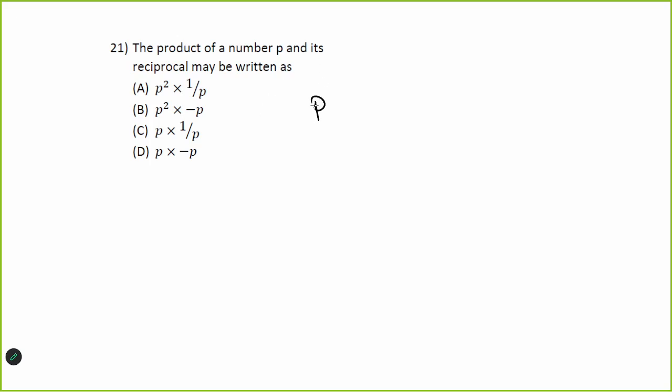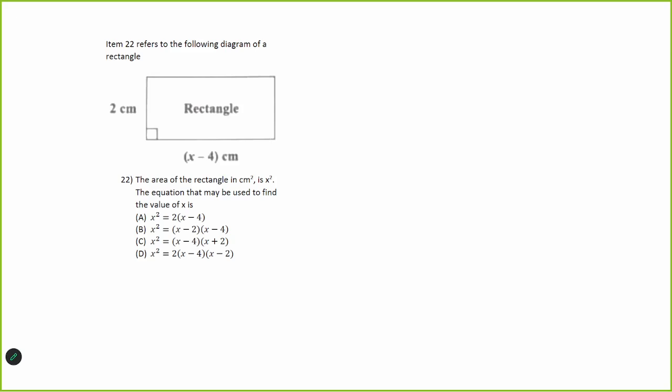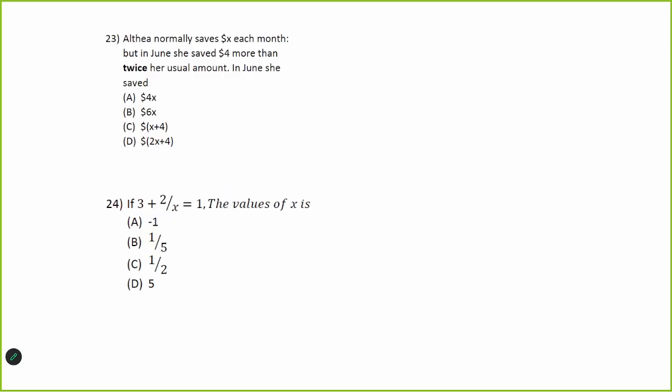The product of a number P and its reciprocal is P multiplied by 1 over P, which would be C. This is the next repeated question. 2 by 4 minus x is equal to x squared is the answer. 4 more than her usual amount, that would be 2x plus 4.